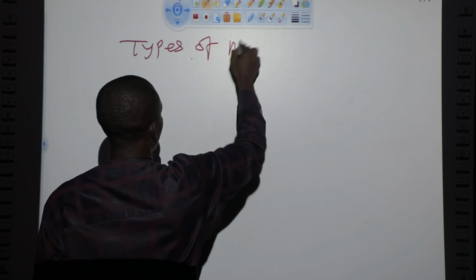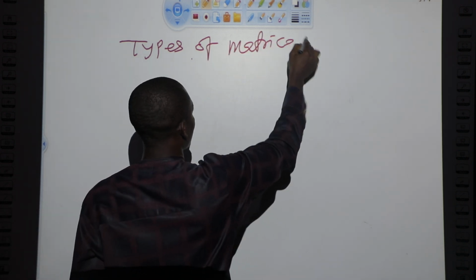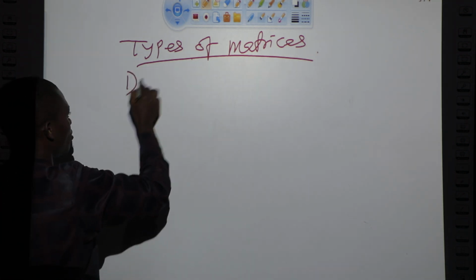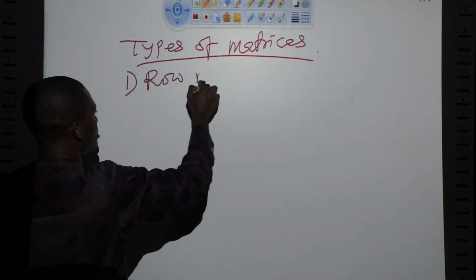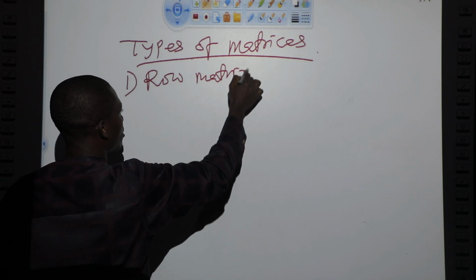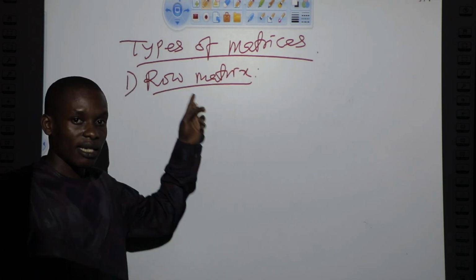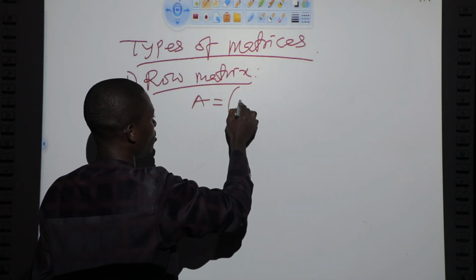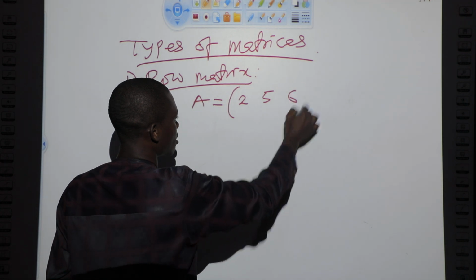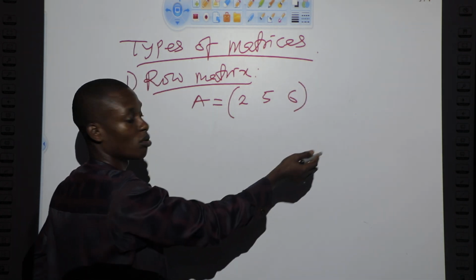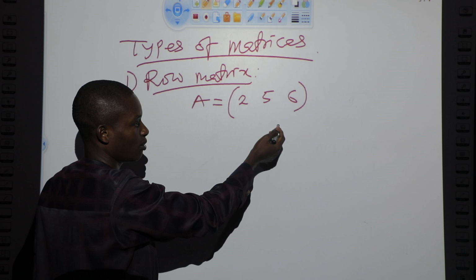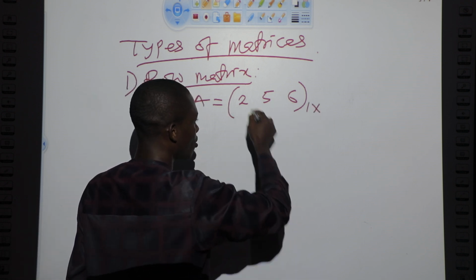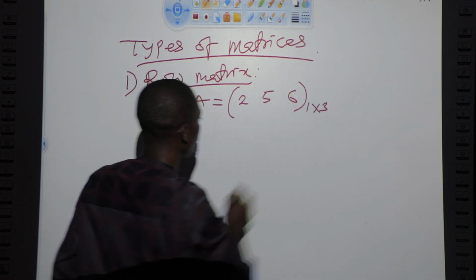Types of matrices. Number one type is the one we call the row matrix. As the name implies, only one row. Example, we have A equal to matrix of 2, 5, 6. Only one row. It can have any number of columns. The dimension, or the order, is one row by how many columns? 1, 2, 3. So 1 by 3.